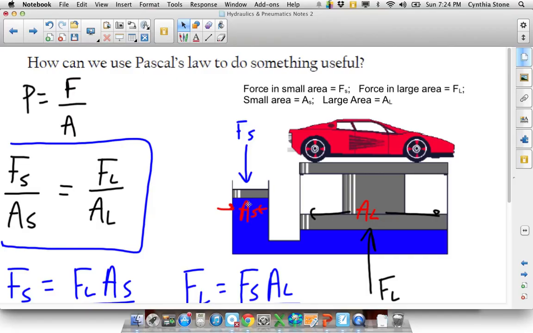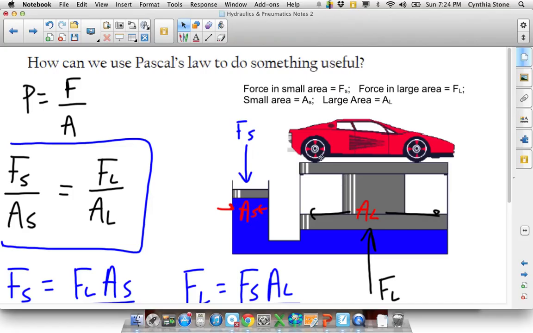However, the way this device would work is you apply a force right here on this small part, and that would be used to push up on a vehicle. And that's really, we're going to use this to gain mechanical advantage. Okay, this is a type of machine.